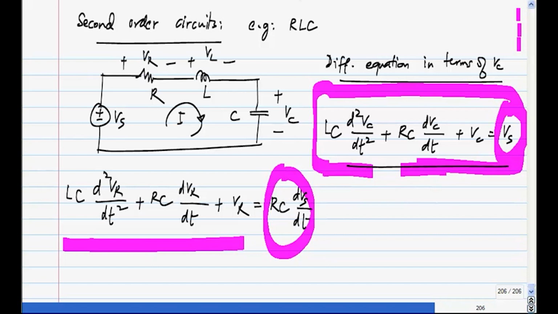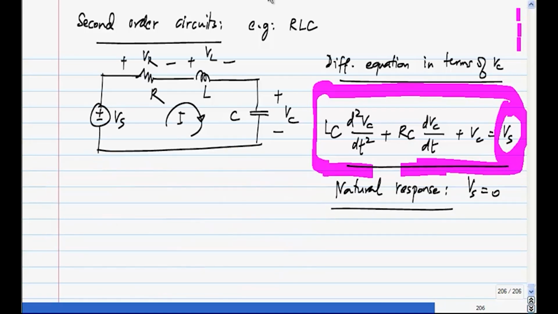As usual, first we will find the natural response, or the solution to the homogeneous equation. What do you have to do? Set Vs to 0. We'll be left with LC times the second derivative of VC with respect to time plus RC times the first derivative of VC with respect to time plus VC equals 0. And what is the form of the response you expect from this?